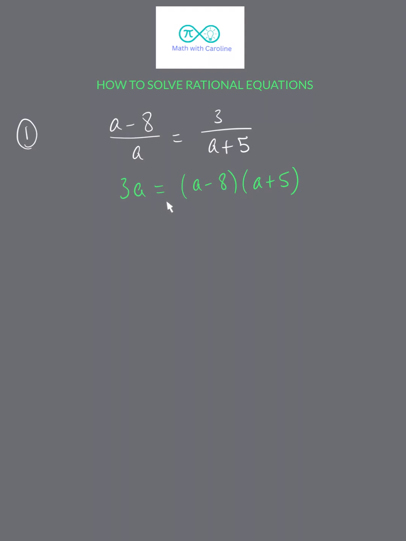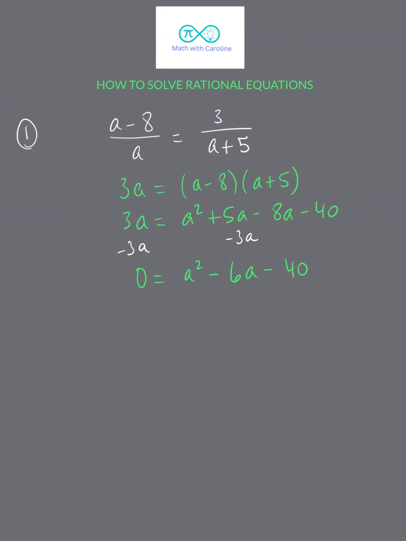Since we need to set this equation equal to 0 in order to be able to solve it, we're going to FOIL this out because we're going to have to combine our like terms and subtract this 3a. When you FOIL, you have a squared, plus 5a, minus 8a, minus 40. Now we'll subtract 3a on both sides so that we can set the left side equal to 0. Here we have 5a minus 8a, and that's negative 3a, minus 3a, so that's minus 6a.